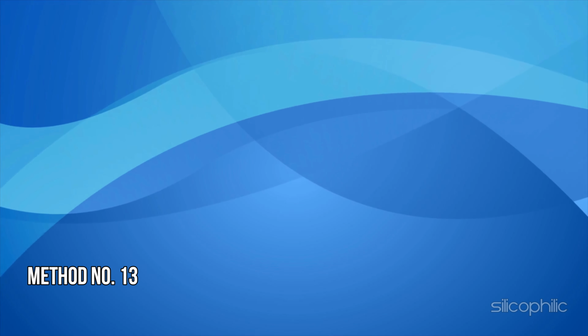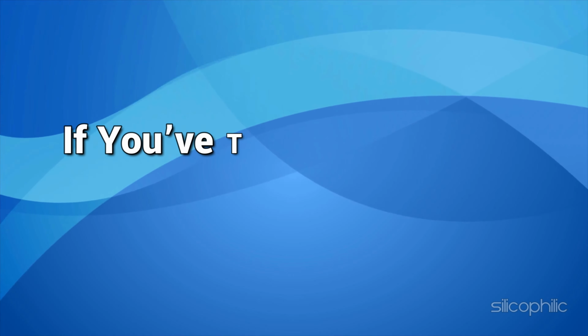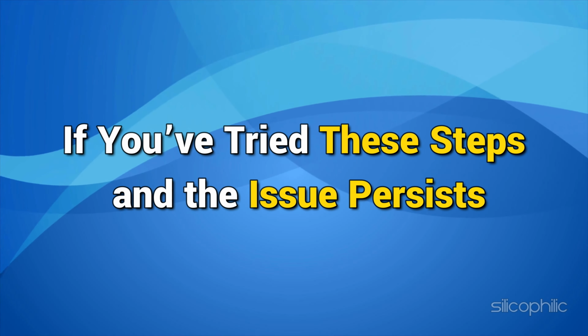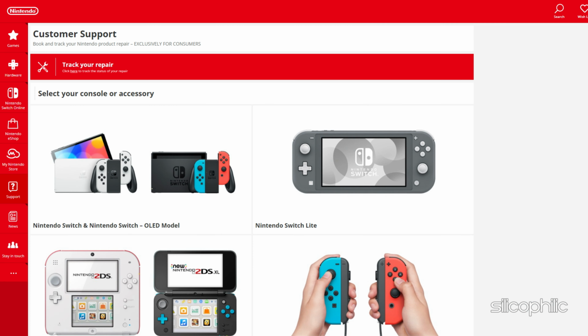Method 13. Contact Nintendo support. If you have tried these steps and the issue persists, it may be the best to contact Nintendo support for further assistance. You can click on this link and select the console you are using. Then select the issue and follow the on-screen instructions provided by the team to fix the issue. You can also book for a repair and follow the on-screen guide. Make sure you back up any important saved data before attempting these solutions to prevent data loss.